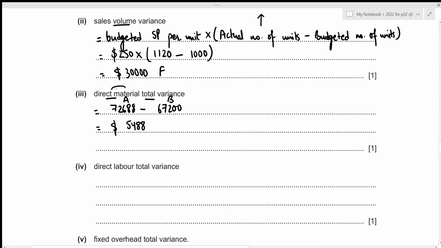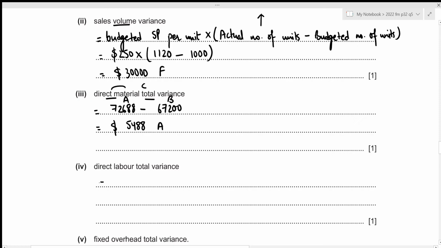And remember that this is the actual one and this is the budgeted one. And we're talking about direct material, which is a cost, right? And whenever we're talking about any sort of cost, we always prefer it to be smaller than the budgeted one. But in this case, our actual cost turned out to be greater than the budgeted one, which results in an adverse condition. So this direct material total variance is also going to be an adverse one.